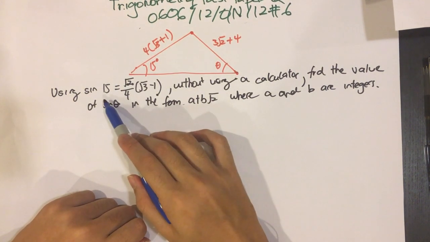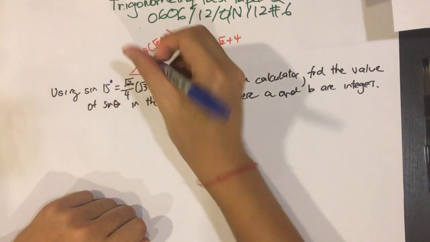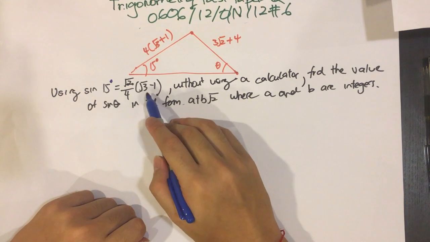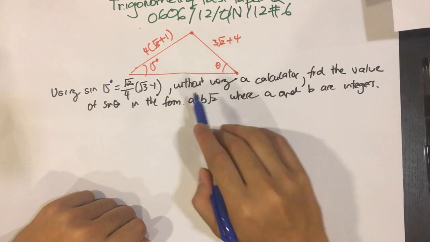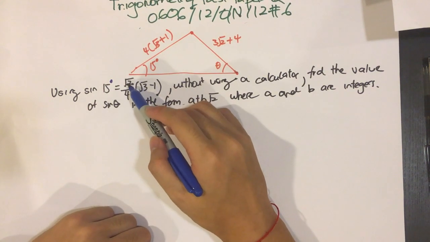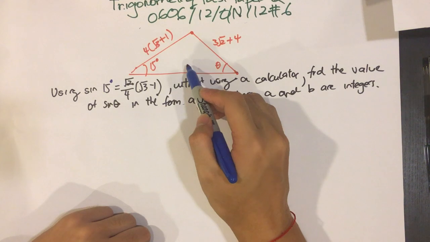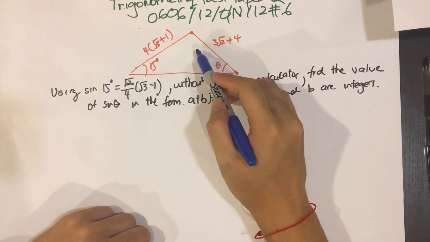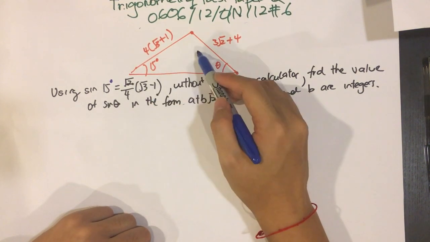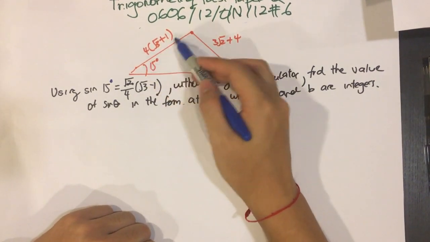Using sine 15 degrees equals root 2 over 4 times root 3 minus 1, without using a calculator. Of course sine theta equals opposite over hypotenuse. So what we see is that the opposite will probably be a factor of root 2 times root 3 minus 1, and then a factor of 4, which is the hypotenuse.